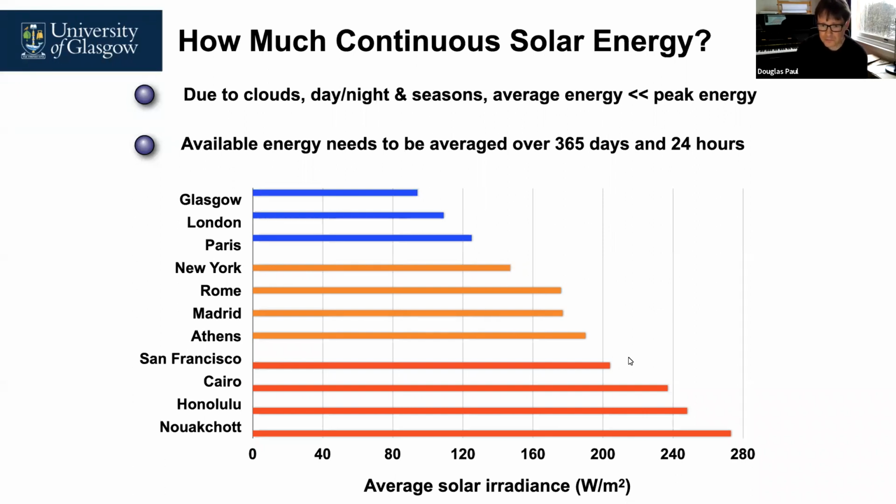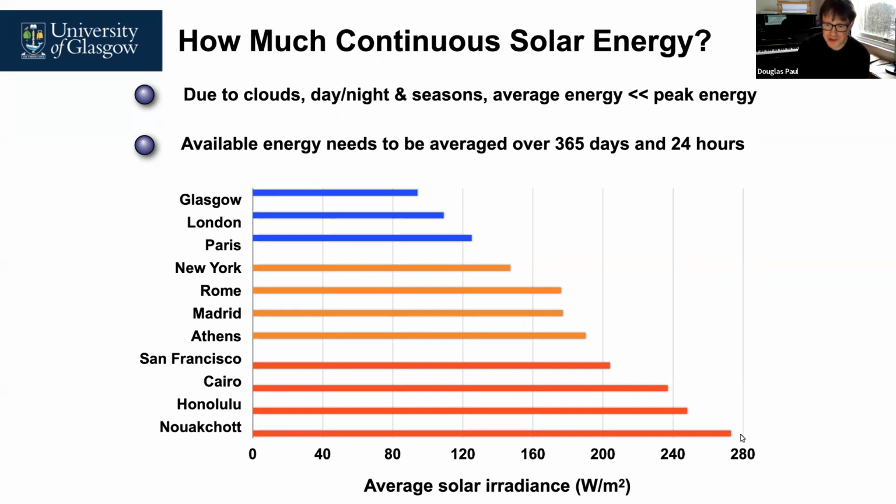And we can go down. You can hopefully, depending which countries you are in the world, go through and look at the different latitudes, and you're probably quite similar to a number of these places. But the highest recorded average solar energy that's available on the planet is at Nouakchott, which is the capital of Mauritania in the Sahara Desert. And that has a value that's about 270 watts per meter squared when you average over 365 days and 24 hours.